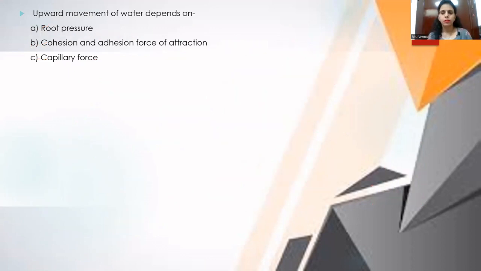Now there is something called transpiration pull, which helps properly in the upward movement of water. These three factors, root pressure, cohesion and adhesion force of attraction, and capillary force, all together assist the process of transpiration pull. Now we will understand what this transpiration pull is.